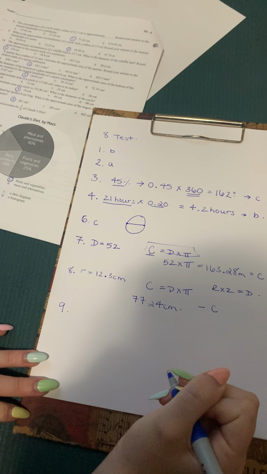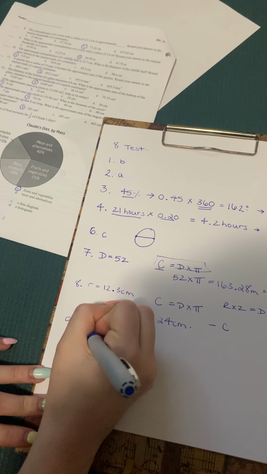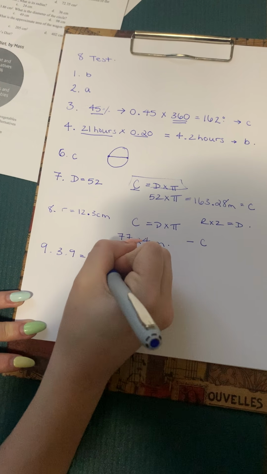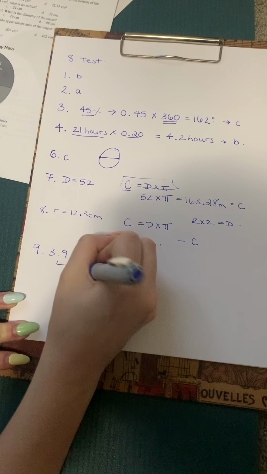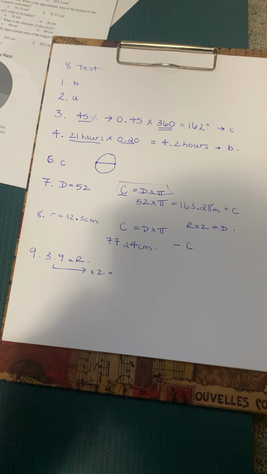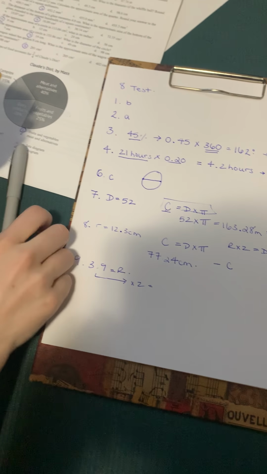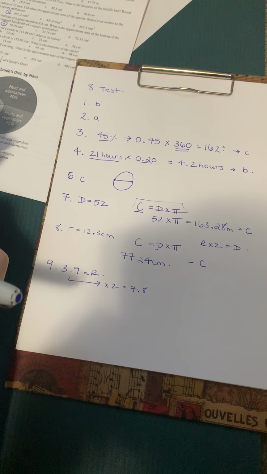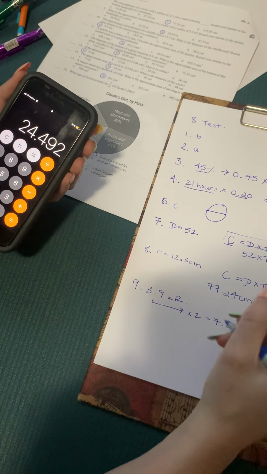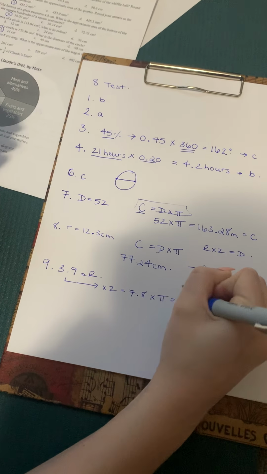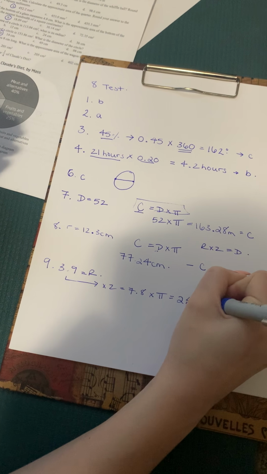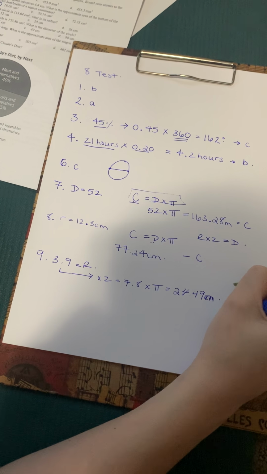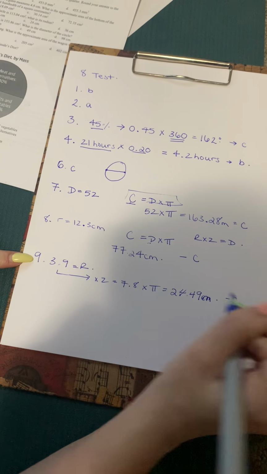Next, we have 9. What is the approximate circumference of a circle with a radius of 3.9? This is almost the same question, just with a different number. I have my radius first, which means I need to times it by 2. 3.9 times 2 is 7.8. Now I have my diameter. Now I need to times by pi to get 24.49 centimeters, or sorry, it's meters in this question, which is answer C again, so 9C.